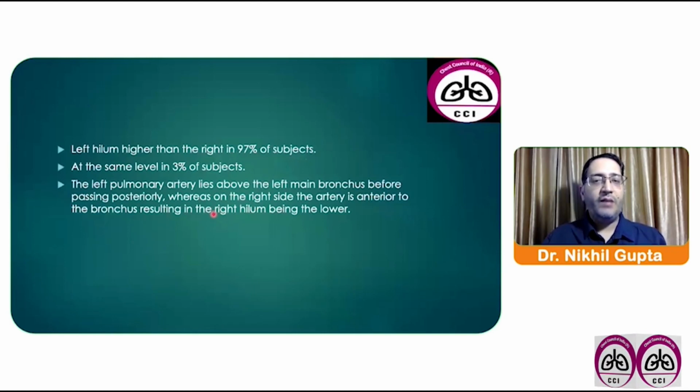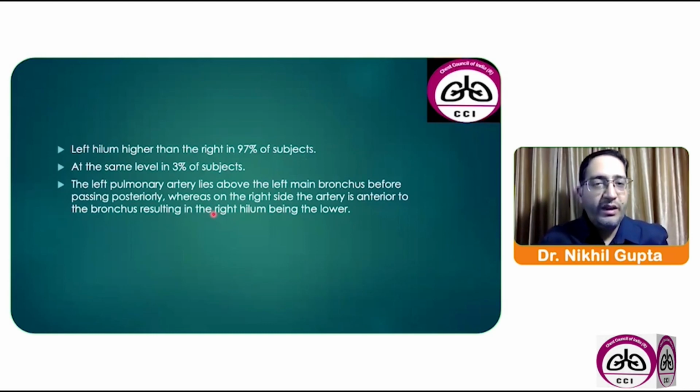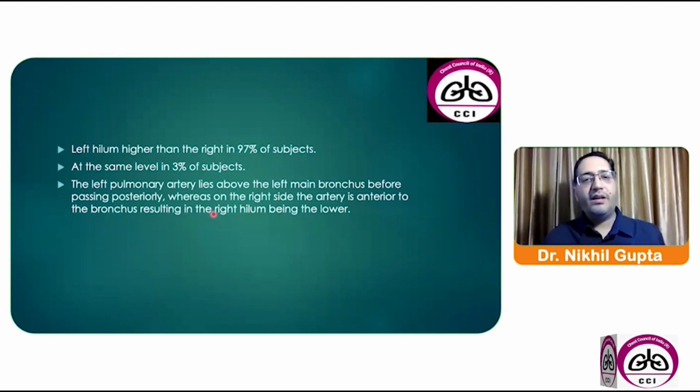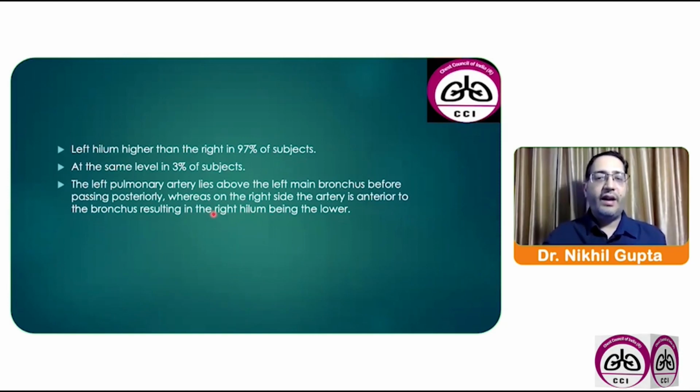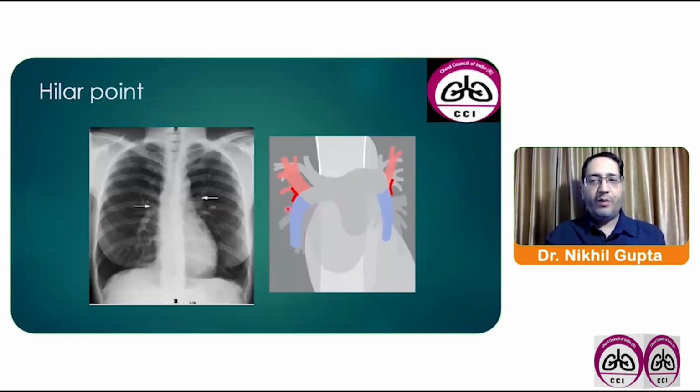The left hilum is higher than right in 97% of patients and at the same level in 3%. The left pulmonary artery lies above the left main bronchus before passing posteriorly, whereas the right side artery is anterior to the bronchus, resulting in the right hilum being lower. Hilar point, the arrows indicate the hilar point where the superior pulmonary vein crosses the descending lobe artery. The left normally being at the higher level than the right.